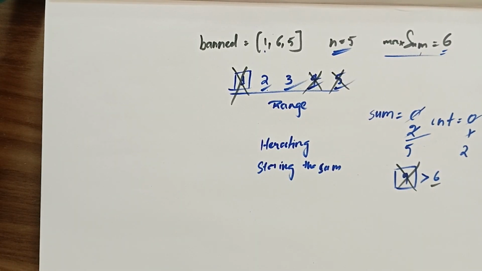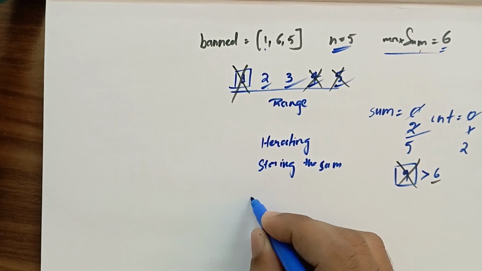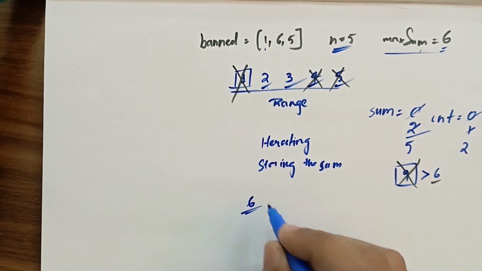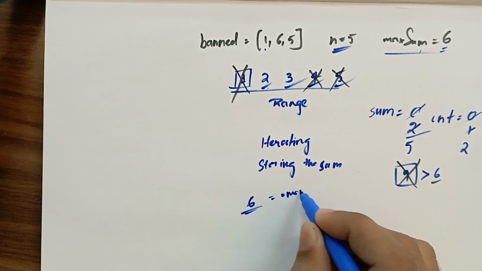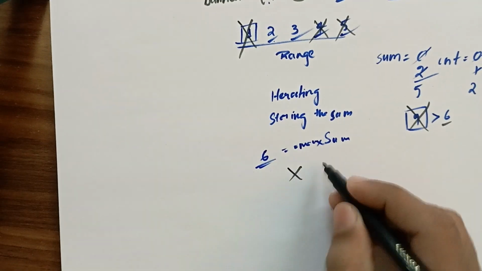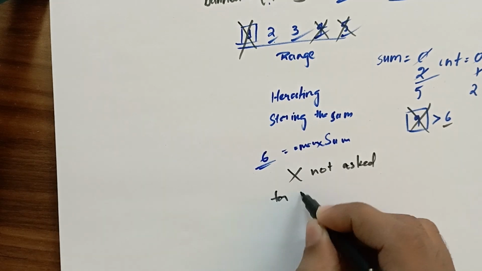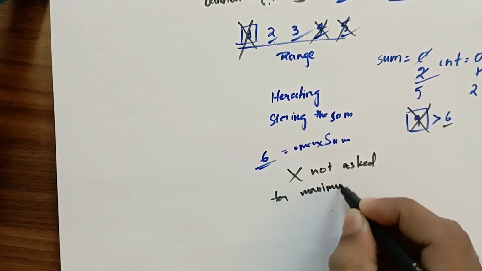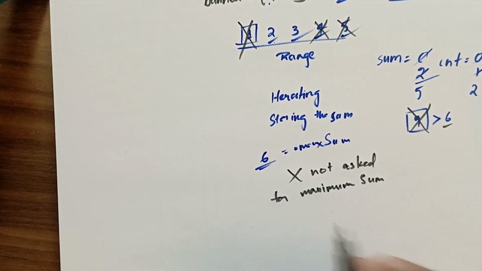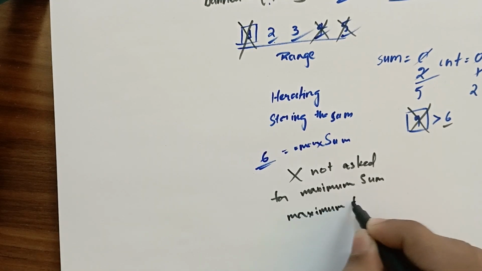Now, you can say that 2 and 4 would be equal to sum of 6, which is equal to maximum sum. But here we are not asked for maximum sum. We are just asked for maximum elements.